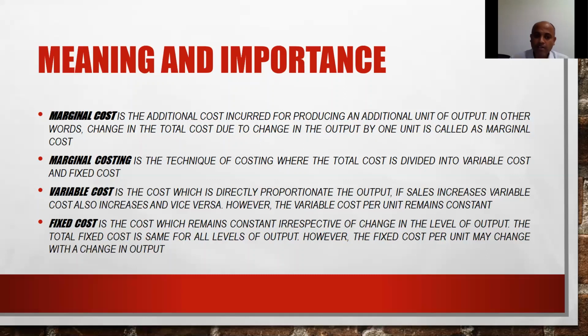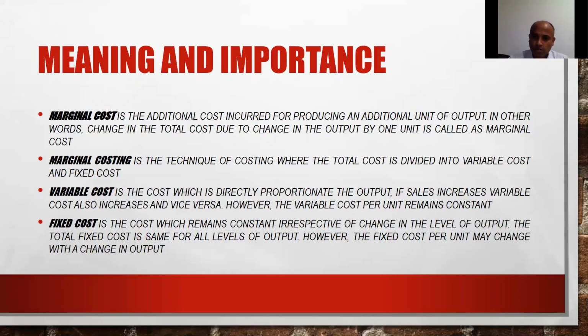Now, what is marginal costing? It's a technique of costing where the total cost is bifurcated into 2 parts, variable cost and fixed cost. Sir, what do you mean by variable cost and what do you mean by fixed cost? Now, let us understand this. I take the example of the factory rent. In the first month, assume that there is no production at all. My factory rent is 10,000 rupees.